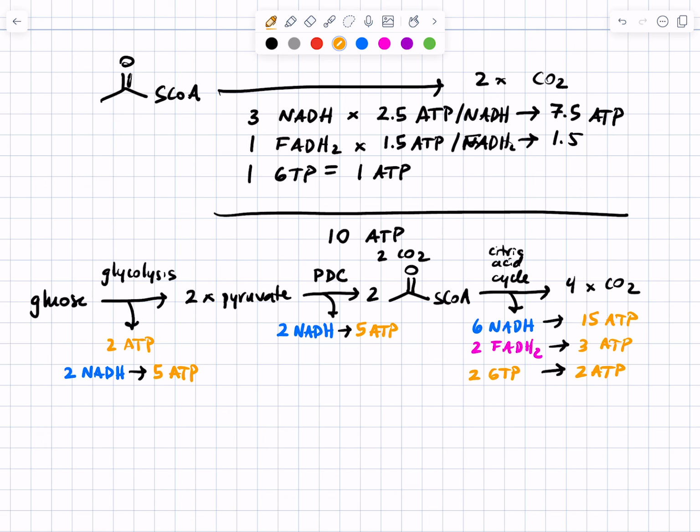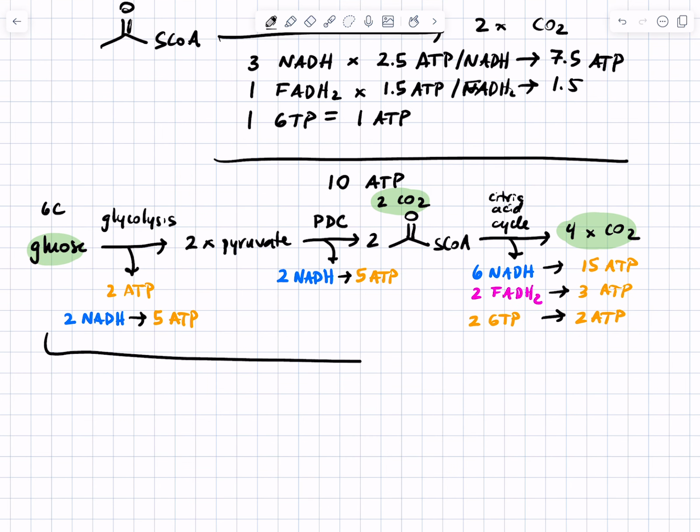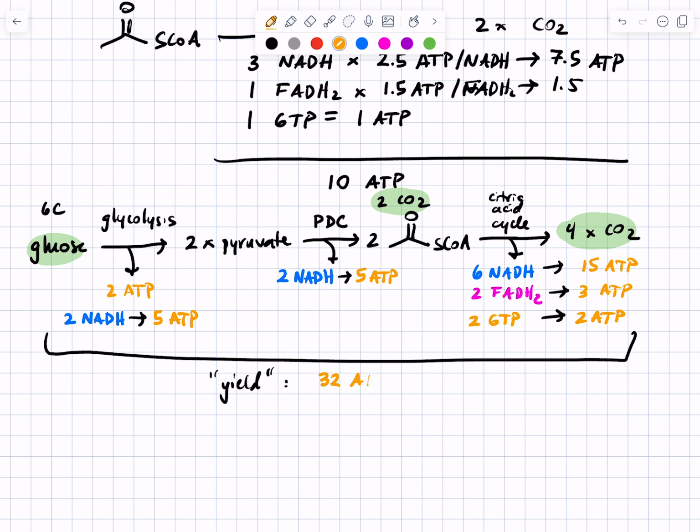All right, so 1 glucose, 6 carbons. All of those carbons end up as CO2. 2 CO2 from the pyruvate dehydrogenase complex and 4 from the citric acid cycle. And if you want to add up all the ATP, you can check my arithmetic, but there are 32 ATPs for every molecule of glucose you metabolize. All right. So that's kind of cool.